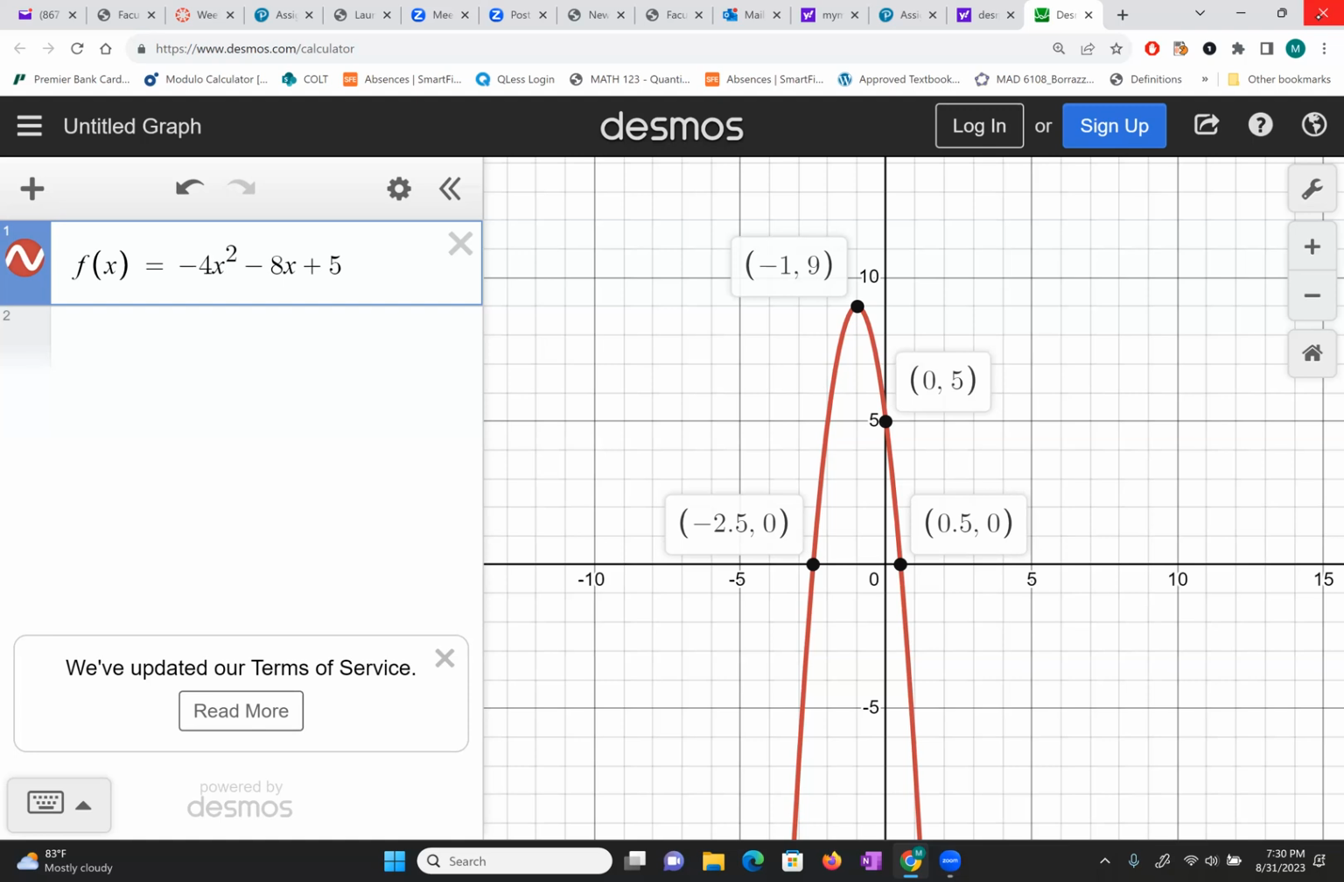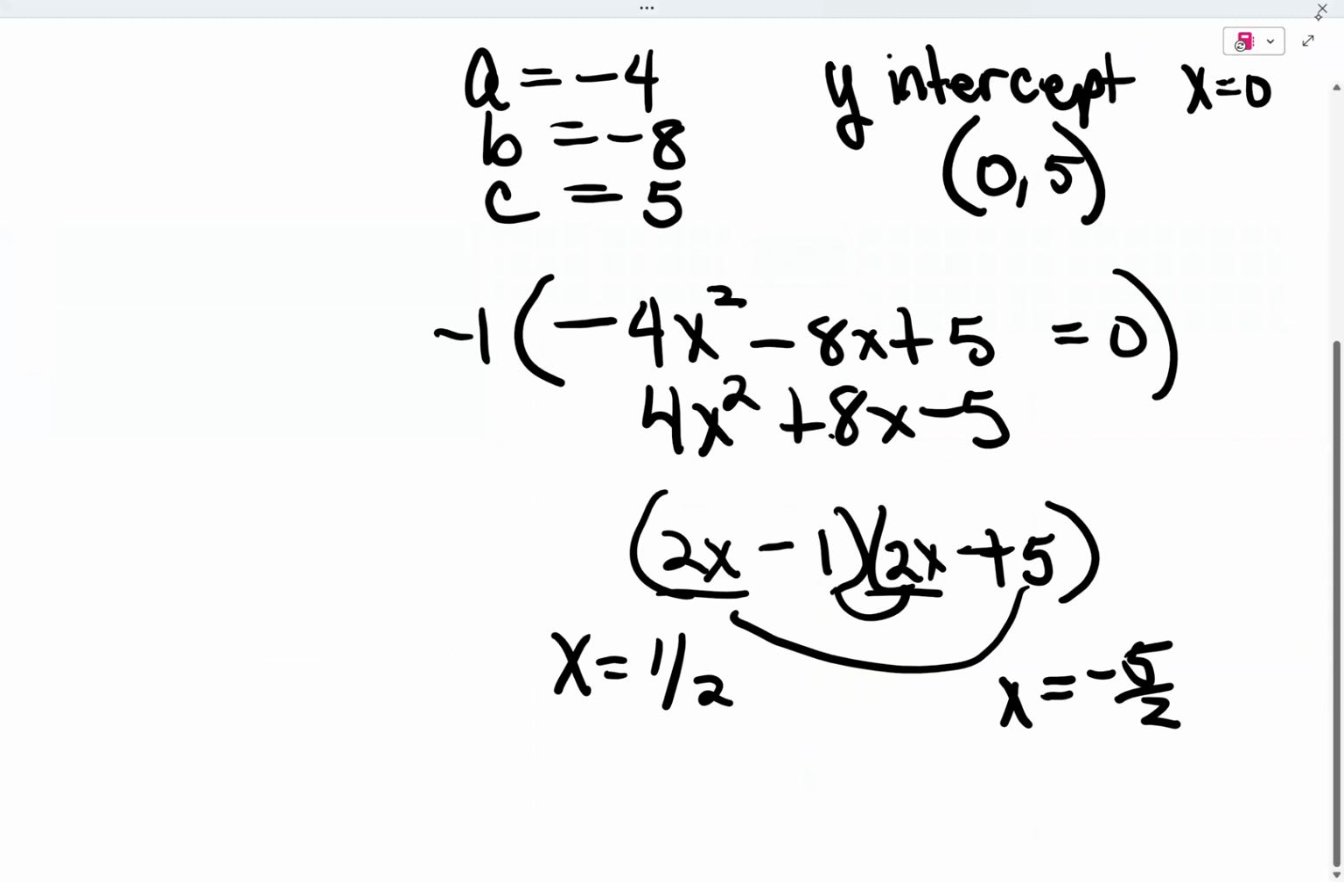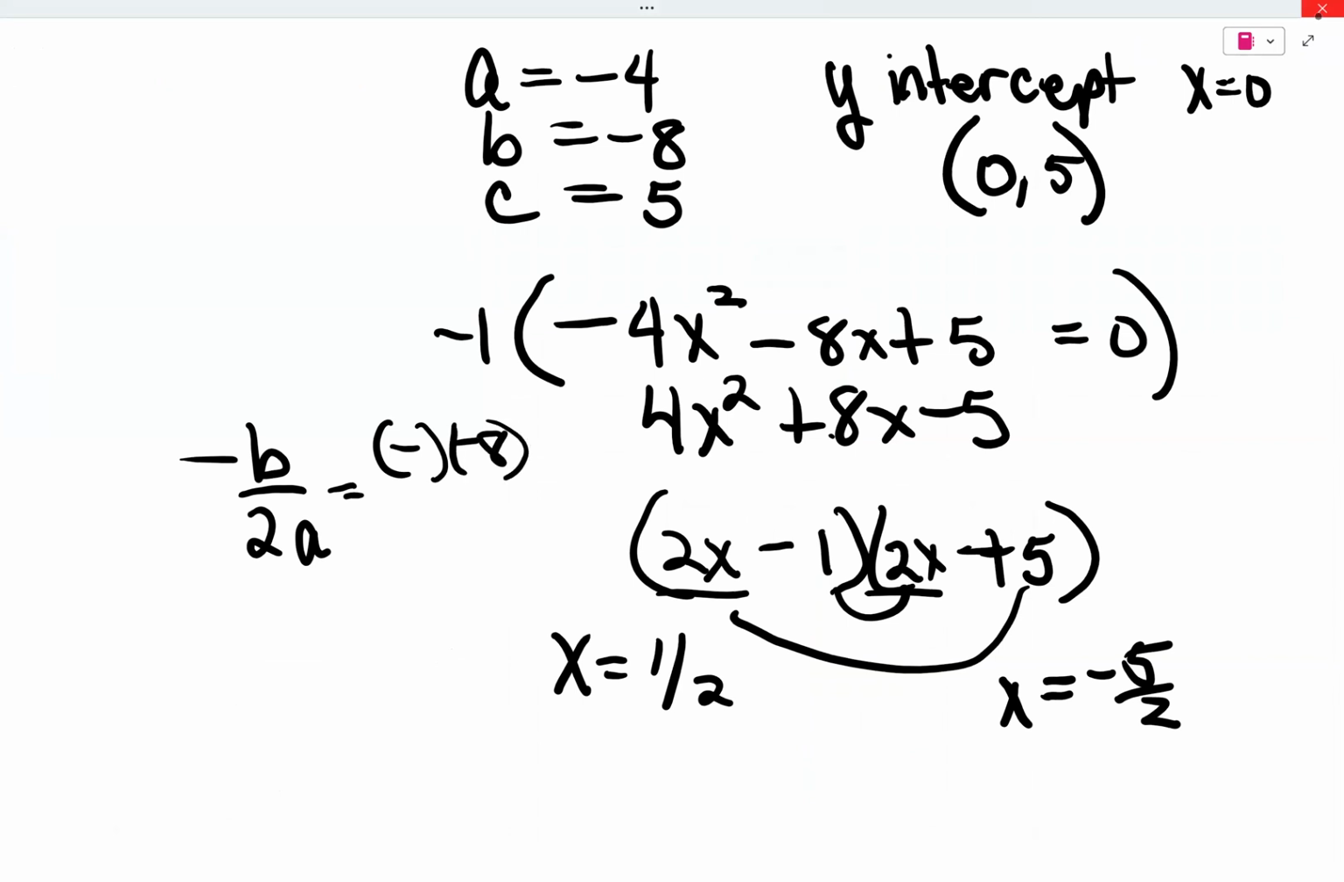And the vertex, which I didn't discuss with you. So let's talk about the vertex. In the vertex, if you do negative b over 2a, in our case, we would have minus 8 divided by 2 times negative 4. And this will end up giving you negative 1. Because this becomes positive 8 over negative 8. And so that's where you get the negative 1.